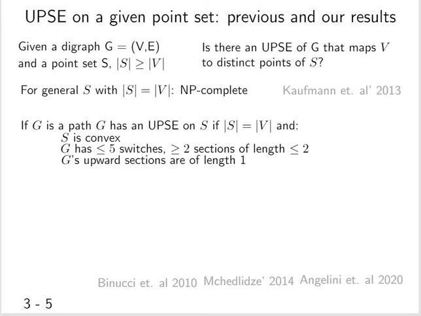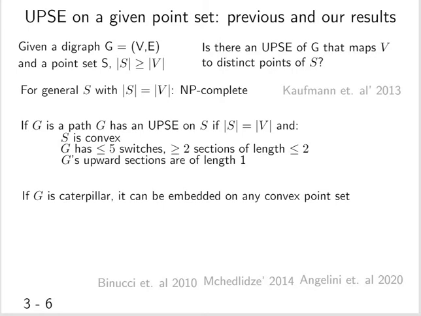The third type is also a very restrictive case, when you can have as many sections as you want, but all the upward sections, all the odd sections, say, are of length 1, just 1 edge. Then you can embed it.